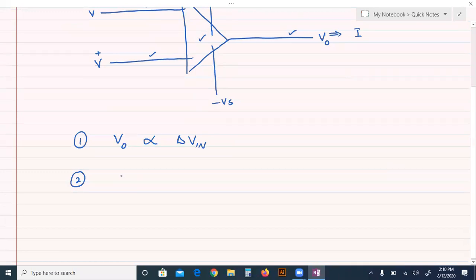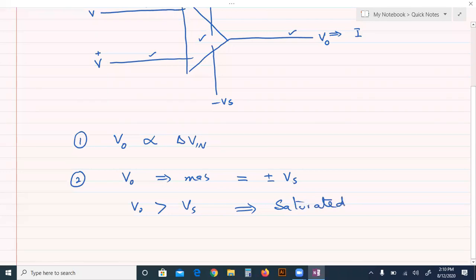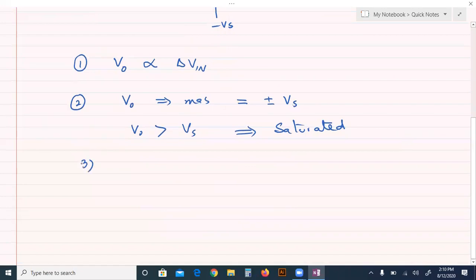Number 2, this output can be at maximum plus or minus the supply voltage. If the output voltage comes out greater than the supply voltage, then the op amp is called saturated, meaning faulty. And number 3, when the non-inverted input terminal voltage is greater than the inverted input terminal voltage, then the polarity of the output voltage will be positive.